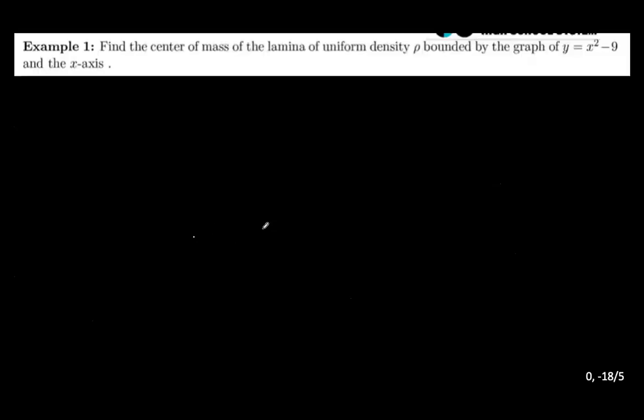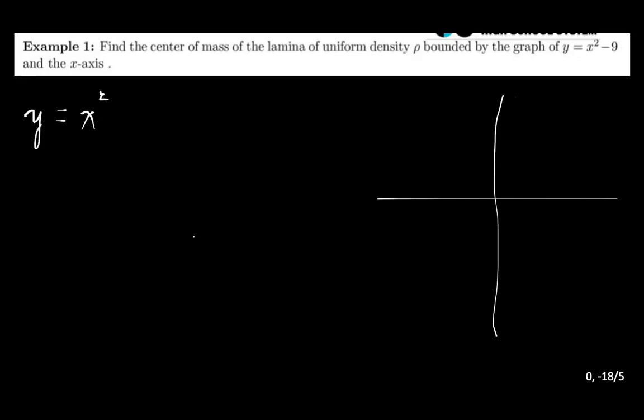Here we go. Example number 1: find the center of mass of the lamina of uniform density bounded by the graph y is equal to x squared minus 9 and the x-axis. So let's try this. The first thing that we need to do is to sketch the graph, of course. Our function is y equals x squared minus 9.